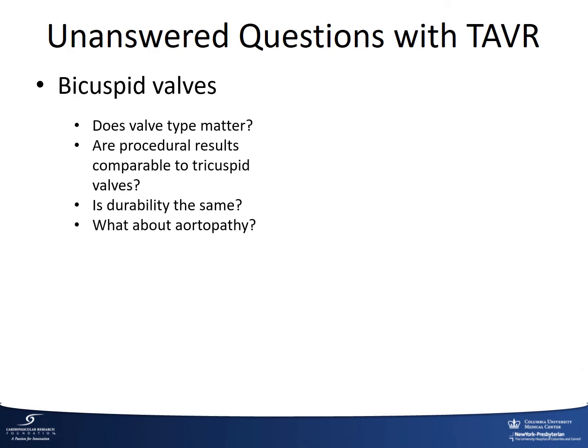One of the challenges is we don't have a lot of data with bicuspid valve disease and TAVR. Some important questions that are still not fully answered are: does valve type matter? Are the procedure results comparable to tricuspid valves? What about durability? And as mentioned earlier, what about concomitant aortopathy?